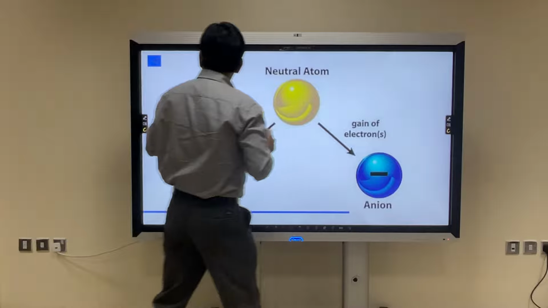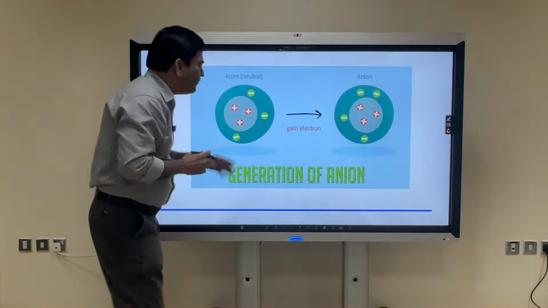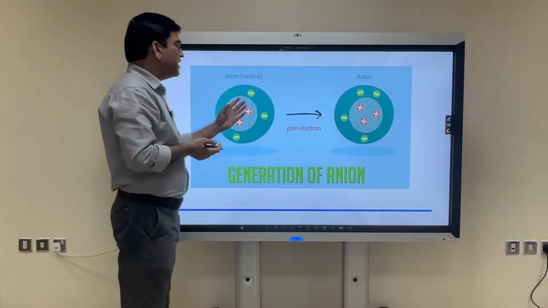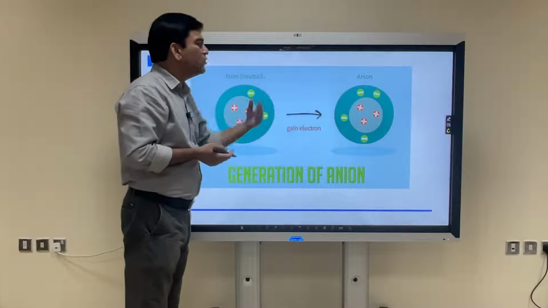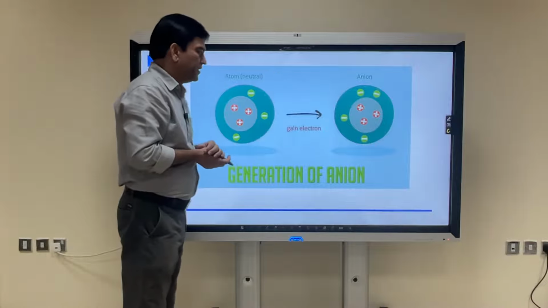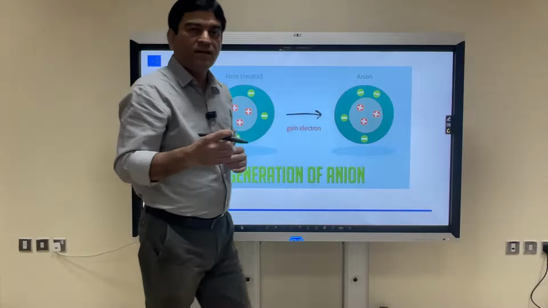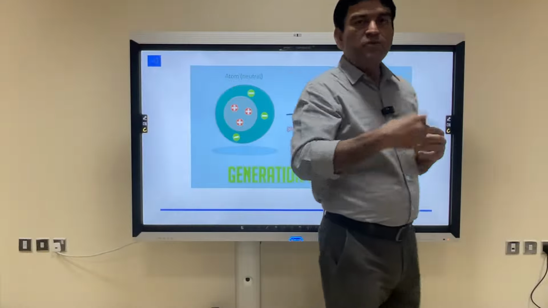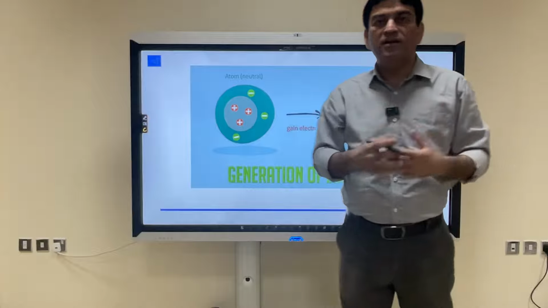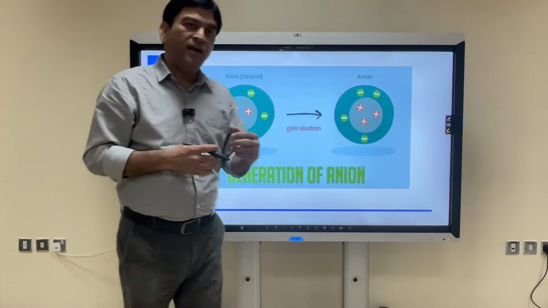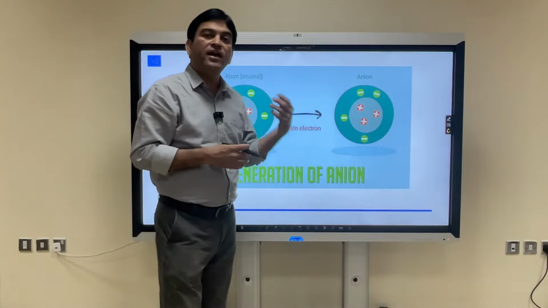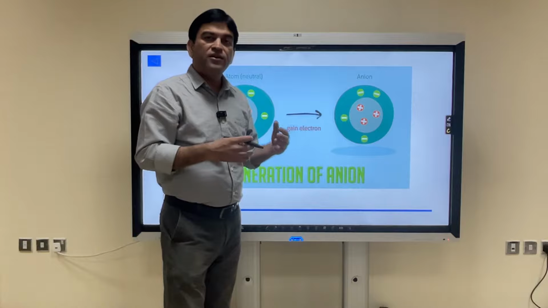So if an atom gains an electron, it becomes a negatively charged ion, or you can say an anion. So we have discussed that when an atom loses or gains an electron, it gets a positive or negative charge, and these are known as cations or anions. So you have 2 categories of ion.